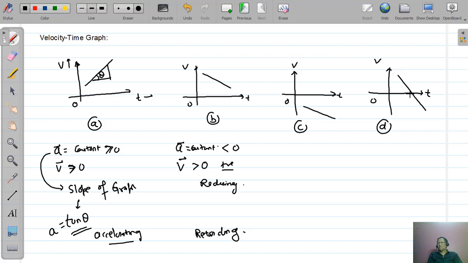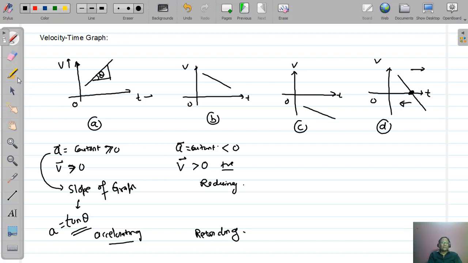velocity direction changes at this point. Before that, velocity is in plus x direction. At this point, velocity becomes 0 and after that velocity is in negative x direction. And acceleration is already in negative x direction, so the object is accelerating in negative x direction. That is the meaning of these graphs.